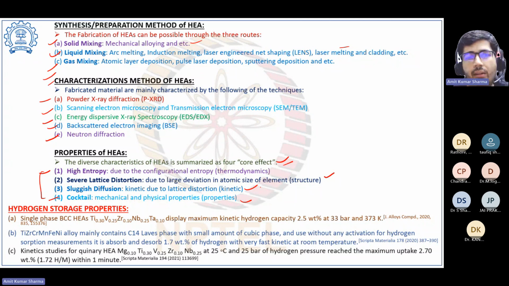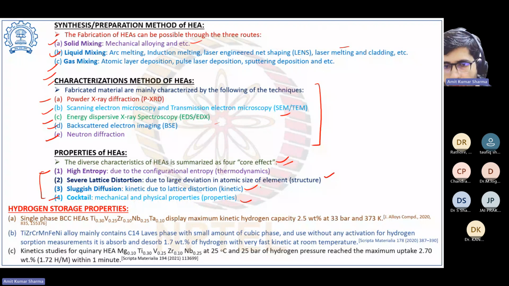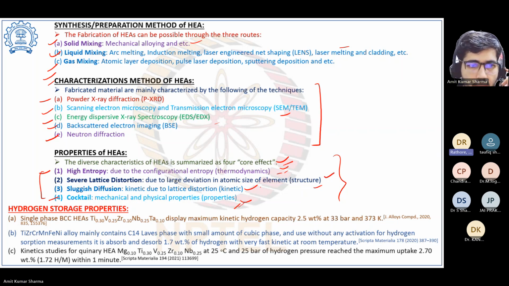Characterization basically means, when you use SEM and EDS, you can study the surface morphology and see the arrangement of things. But properties like the thermodynamic properties, the structural properties, and the kinetics are the basic difference, like the state properties, we can say temperature and pressure. These are the properties for HEAs. The mechanical and physical properties are in a cocktail nature.